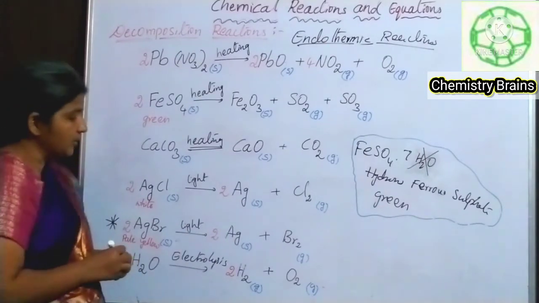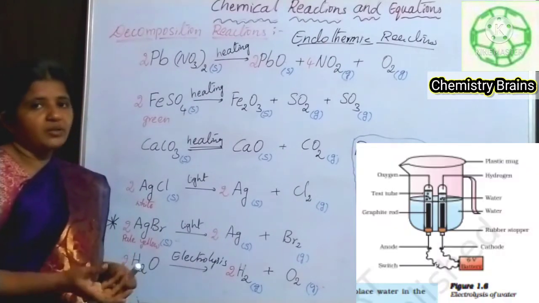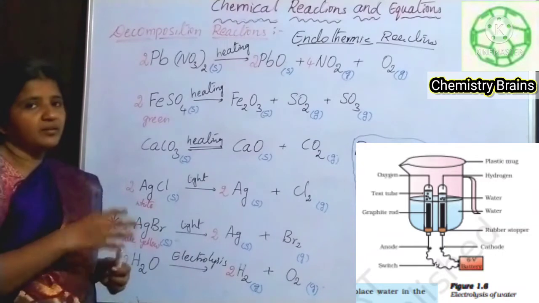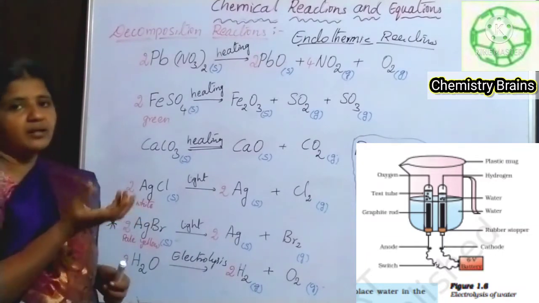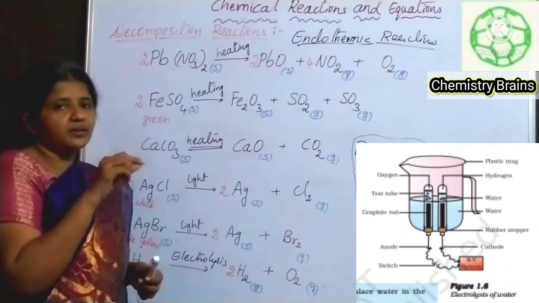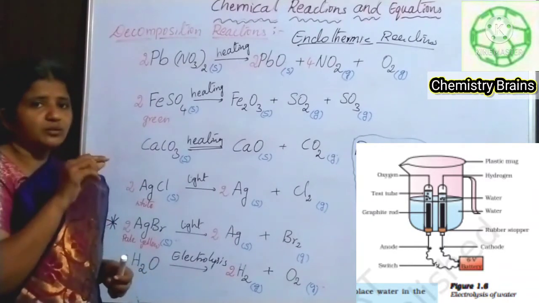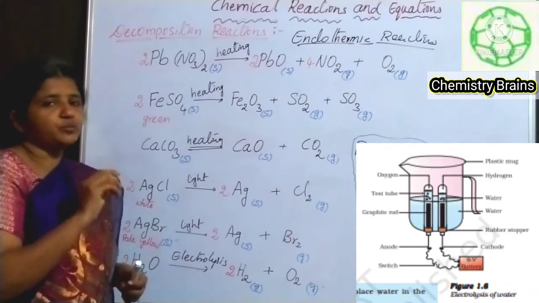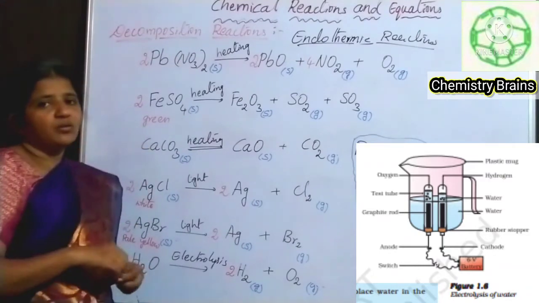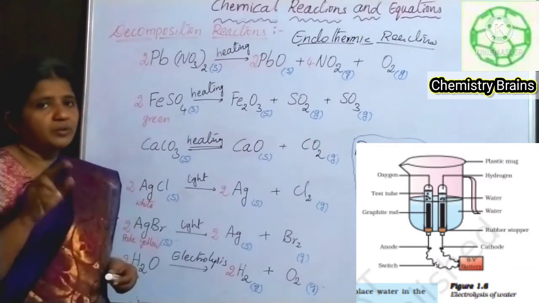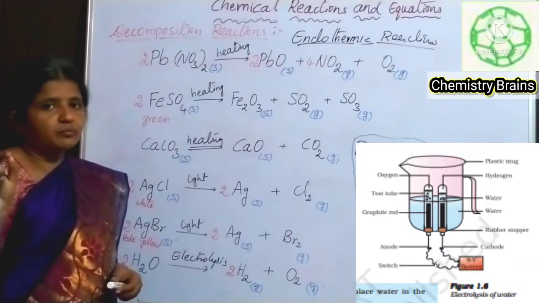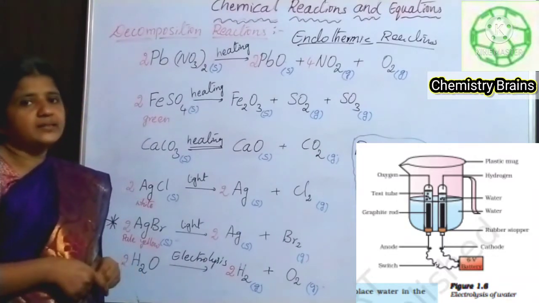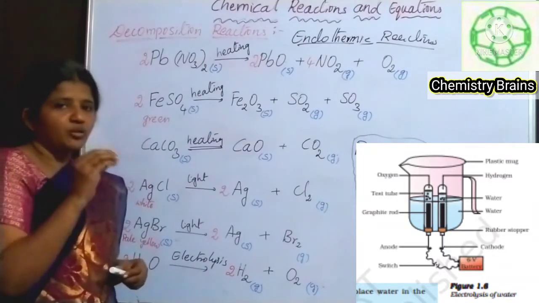In the CBSE textbook we can observe one diagram beta. There is a mug, and at the bottom 2 holes are present. Through the holes, 2 carbon electrodes are inserted into 2 test tubes in inverted position. These 2 carbon electrodes are connected to a 6 volt battery. In the mug, some amount of water is also taken.